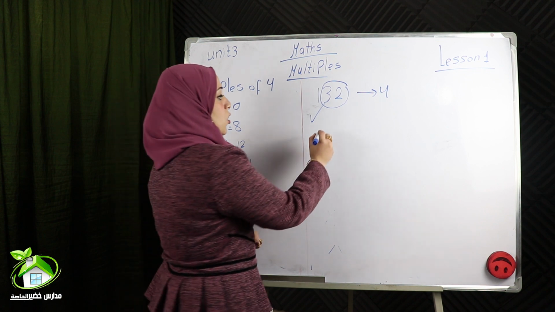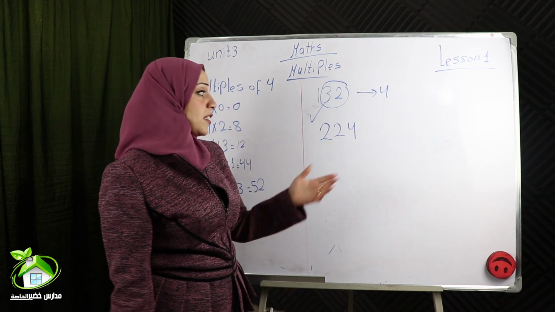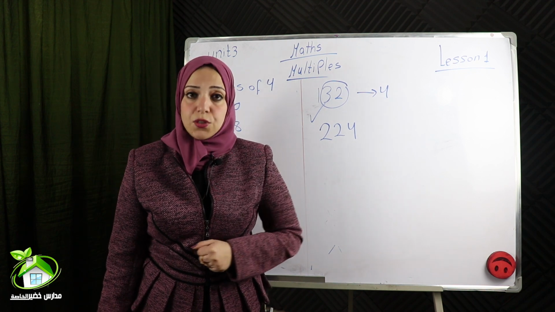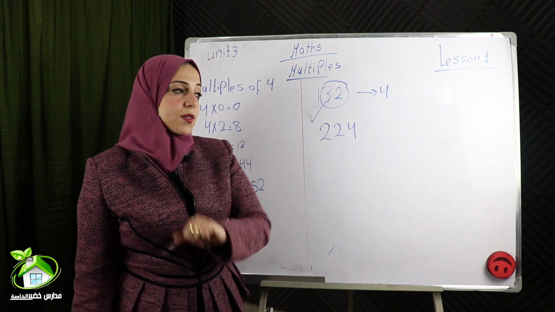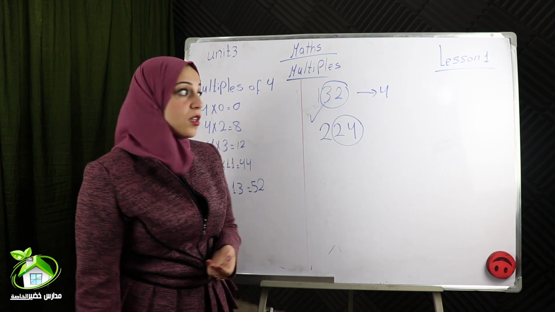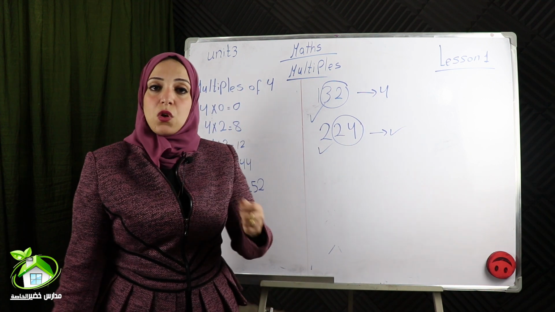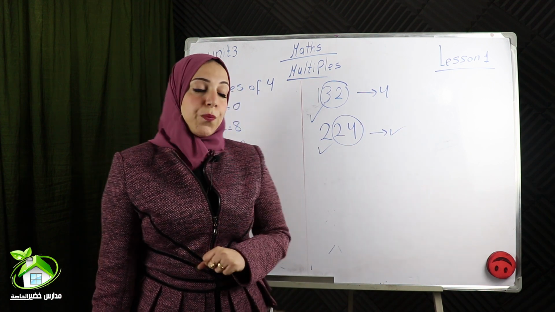Another example, 224. I want to know if it's a multiple of 4 or not. I determine the tens and units together as 24. 24 is a multiple of 4, yes. Hence, 224 is also a multiple of 4.